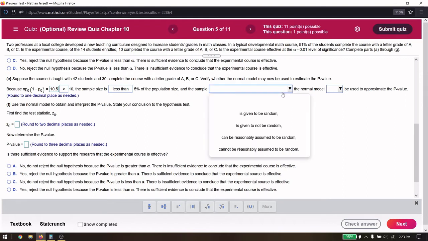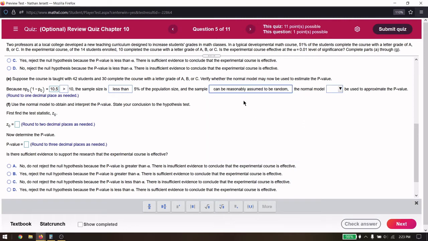There's no way that's greater than 5%. So it's reasonable to assume it's less than 5%. And the sample, let's see, does it say anything about randomness? It wouldn't really be random, but the professor didn't choose the students. They just enrolled in it. So I think you can say it's reasonably assumed to be random. That one seems not really applicable to this because they choose to be in the class rather than it being random. I'm not really sure unless they place them in there randomly. We can't really use this whole thing if it's not random anyway, so that's why you can say it can reasonably be assumed to be random. So we may use the normal model.